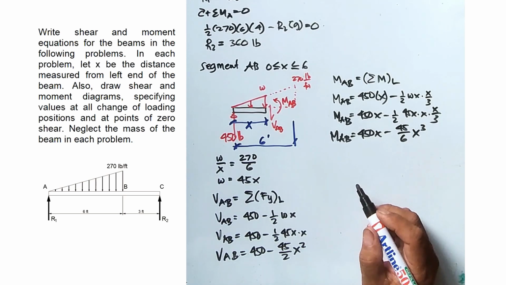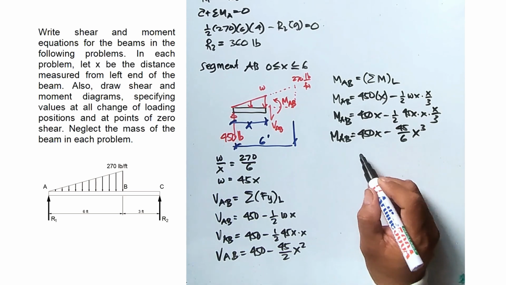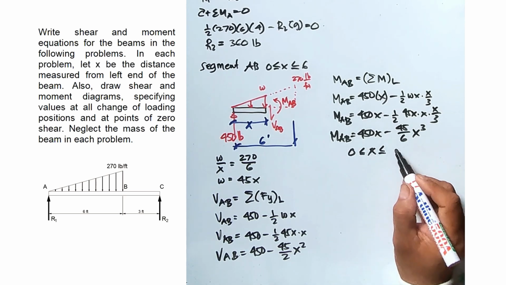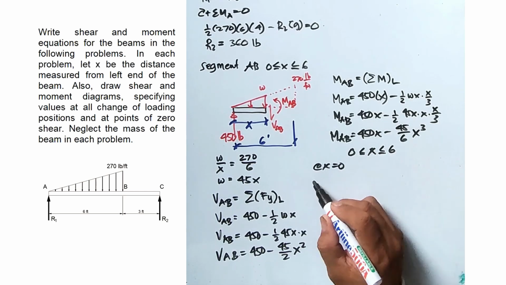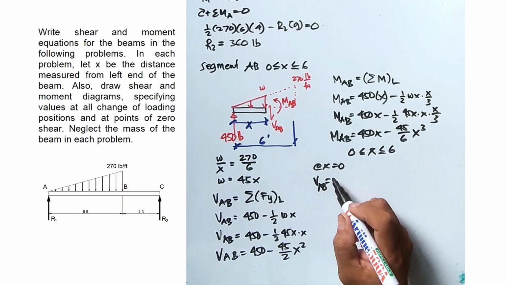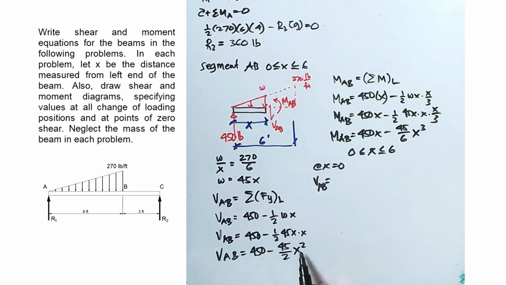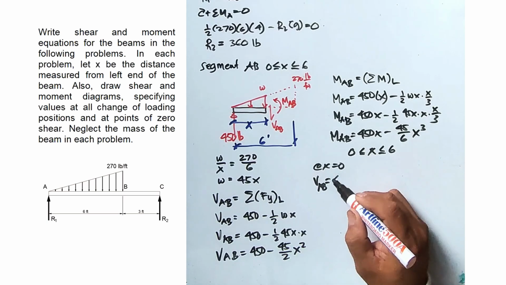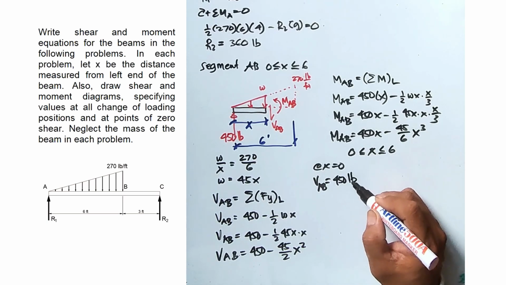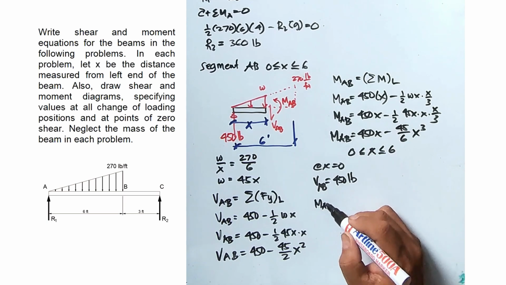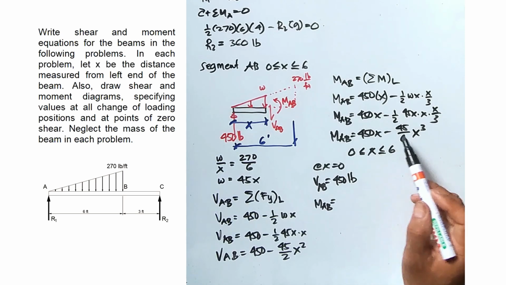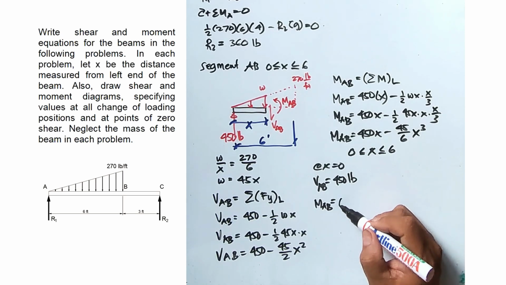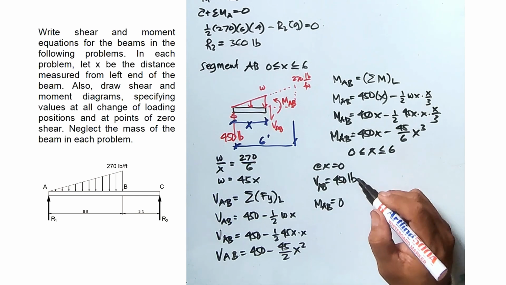Next, we solve for the values of the shear and moment at x equals 0 and x equals 6. So let's start at x equals 0. Shear AB is this one here. This becomes 0, so it's 450 pounds. Moment AB at x equals 0: this is 0, this is also 0, so it's equal to 0.